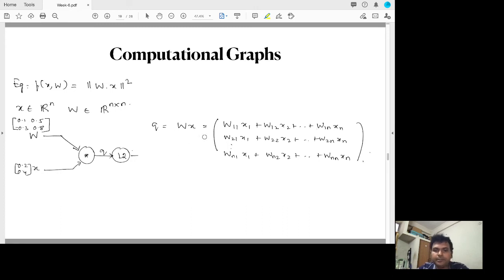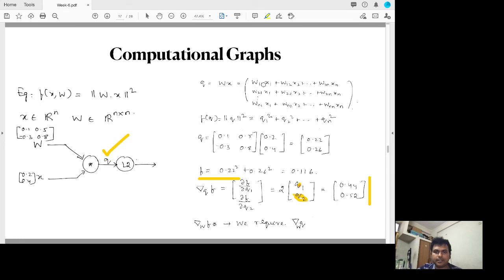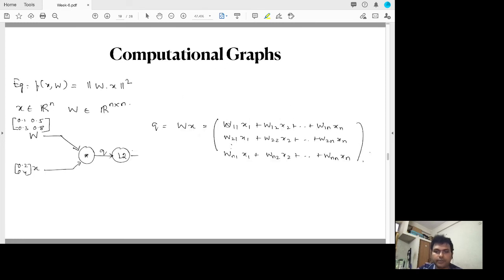So q is defined as Wx. When you define q as Wx, it is w11 x1 plus w12 x2, and w21 x1 plus w22 x2. Now these are considering W and x to be n-dimensional vectors or matrices. Let's consider a 2 cross 2 matrix, then it will be just w11 x1 plus w12 x2 and w21 x1 plus w22 x2. These are the only two values that will be there.